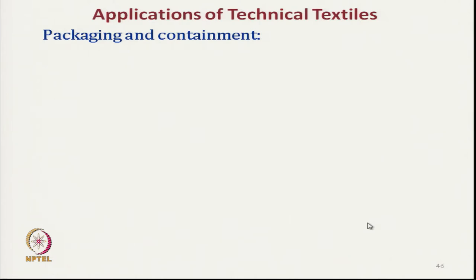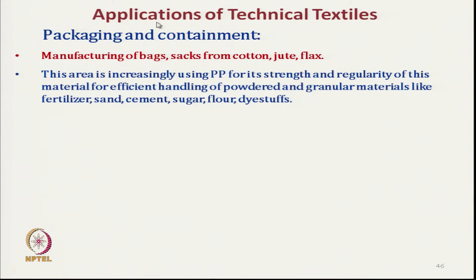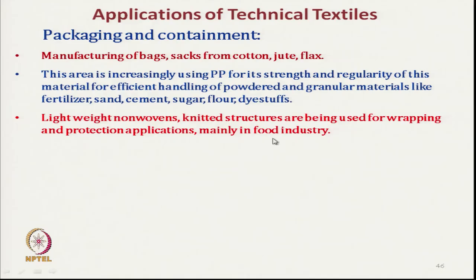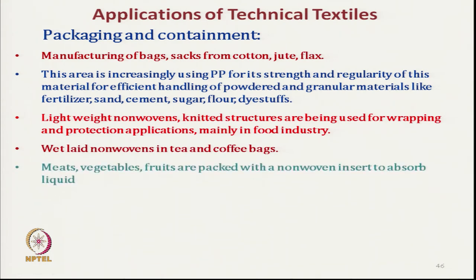In the packaging and containment area, there are bags of cotton, jute, flax, and gradually these packaging materials are being replaced by polypropylene due to its higher strength, lower moisture regain and relatively inert chemical nature. Lightweight nonwoven and knitted structures are being used for wrapping and protecting products, mainly in the food industry. Wetlaid nonwoven fabrics are used for tea and coffee bags. Meats, vegetables, fruits are packed with a nonwoven insert to absorb liquid present in the product.